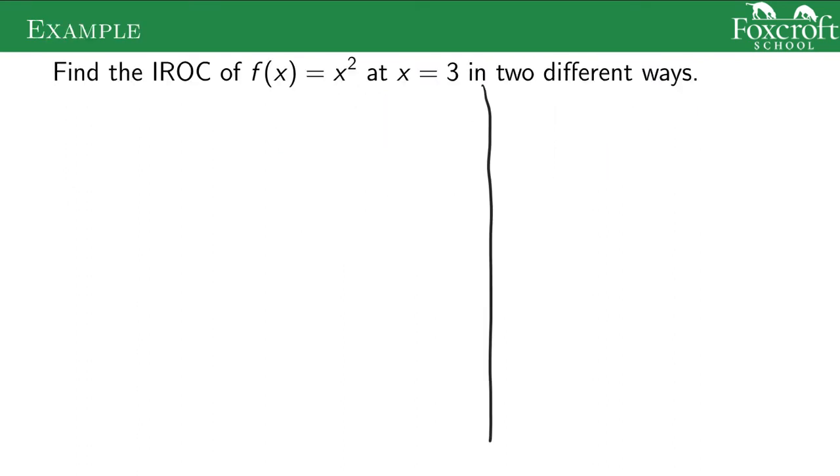So in this example, we're going to find the instantaneous rate of change of our function at x equals 2. We're going to do it in 2 different ways. So we're going to do it the approximating way using the average rate of change, and then we'll do it using this limit definition. So the approximating method, basically we pick 2 different points, but we want those points to get closer and closer to the point that we want.